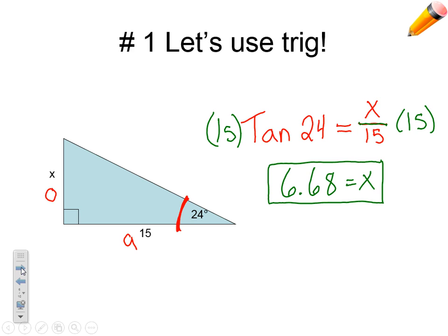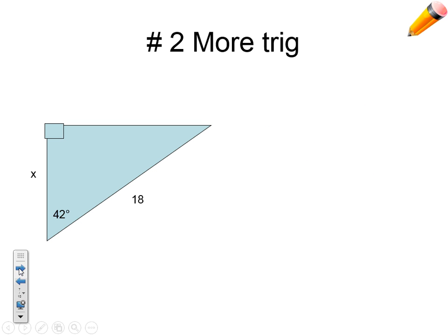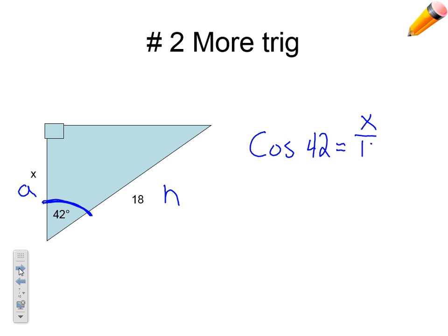All right, moving on to example number 2. Here we have this. First thing, find your angle, label what you know. So this is my angle. I know the hypotenuse, and I know the adjacent. So with hypotenuse and adjacent, we're going to use cosine. So I have cosine of my angle, which is 42 degrees, equals adjacent over hypotenuse, so x over 18.